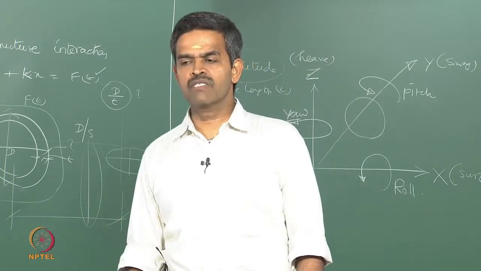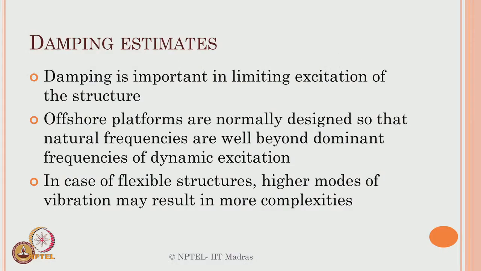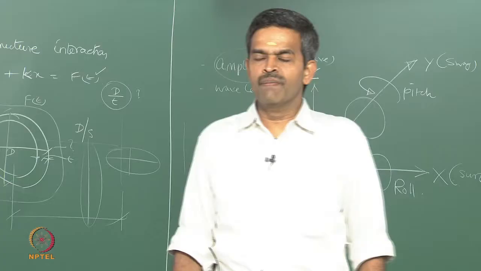In the case of flexible structures, higher modes of vibration may result in more complexities which need to be handled very carefully, because they will give rise to secondary forces called springing and ringing action in the given flexible systems. So, we now understand in general that damping essentially arises from material, because material degradation will also cause damping, and of course, it comes from hydrodynamic sources because we are talking about viscous damping.